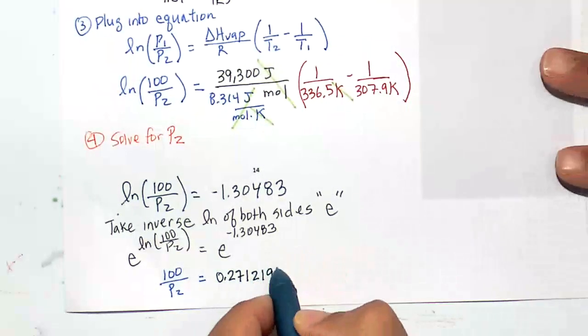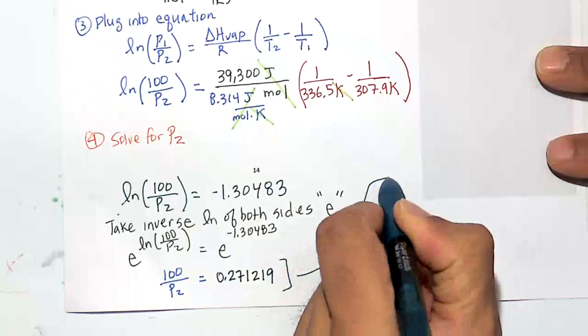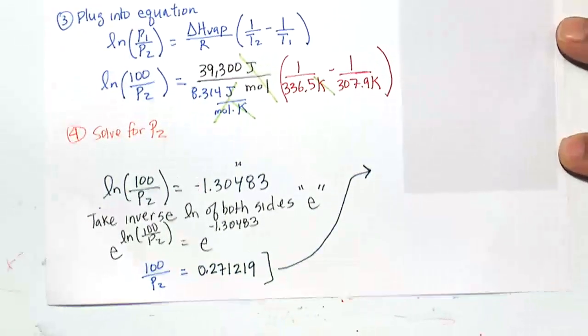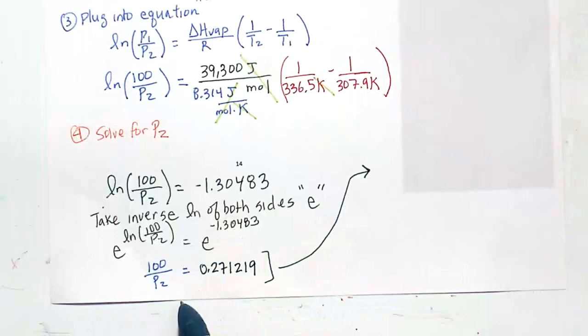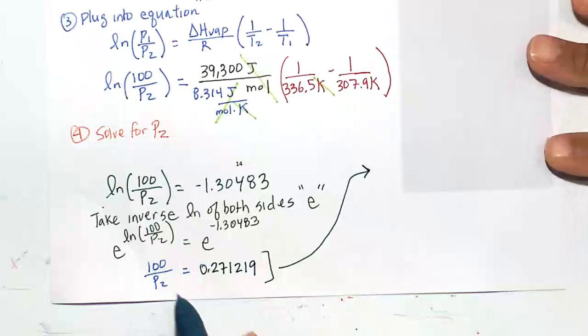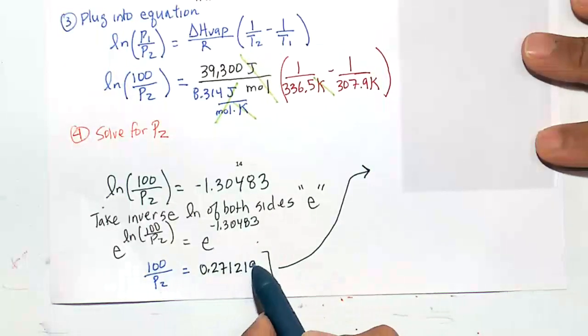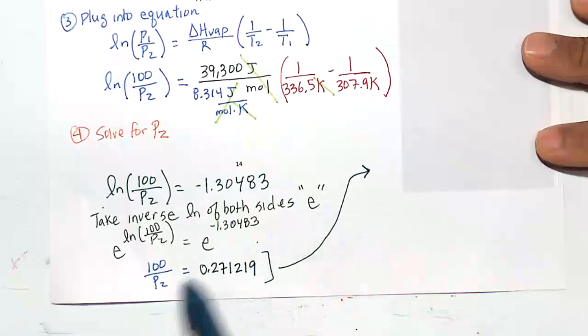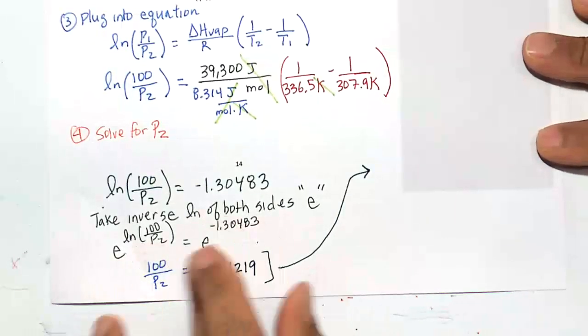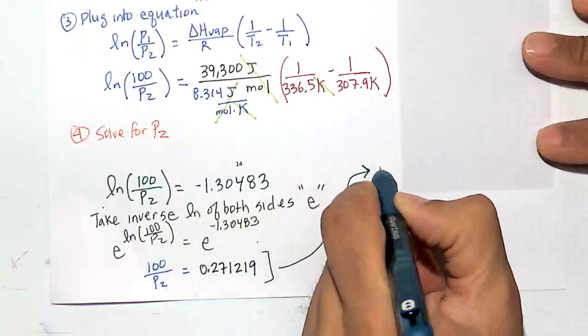Okay, and now we can just solve for P2. Are we good with this? Everyone know cross multiplication? You know this, Tamir, right? You put the P2 here, you put the 0.27 down there, correct? Yes, this should be easy, solving for P2.